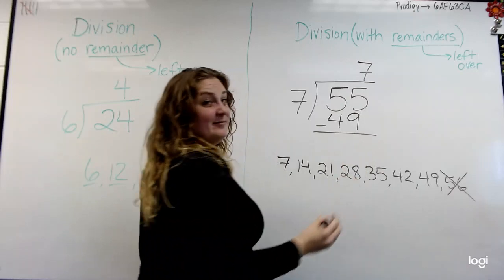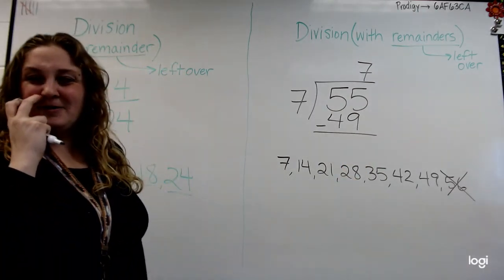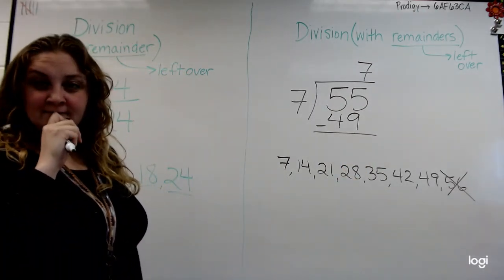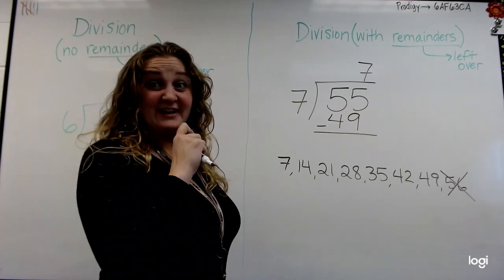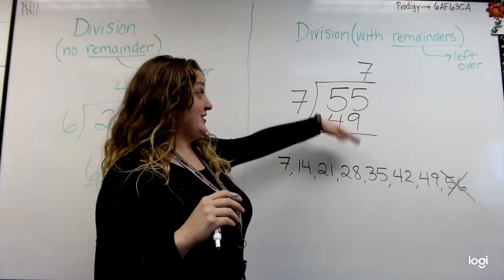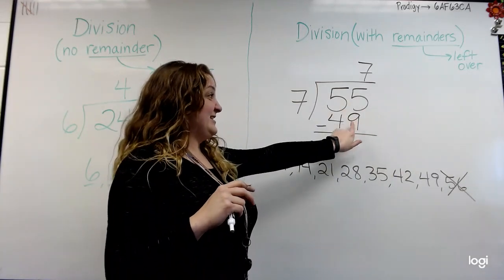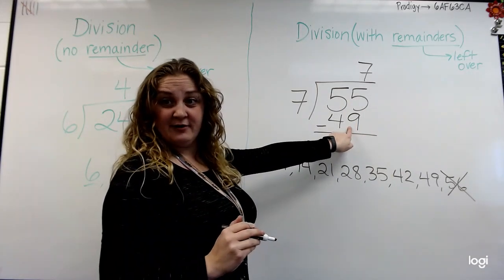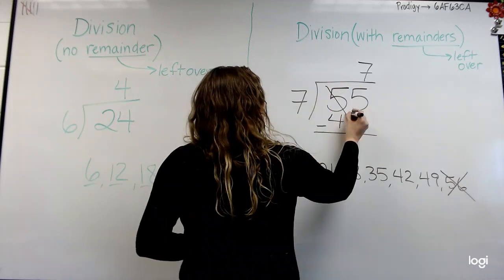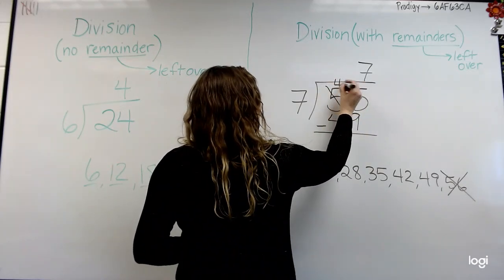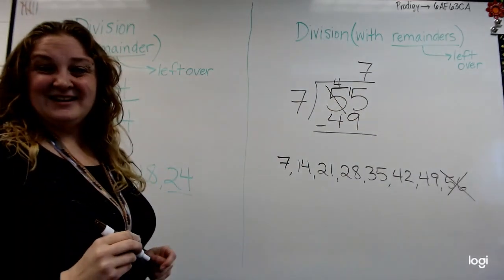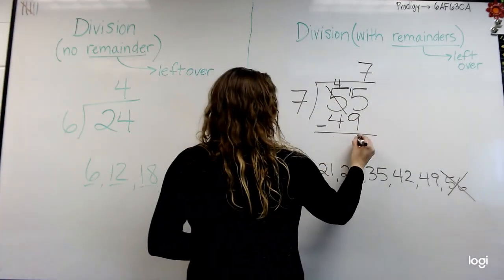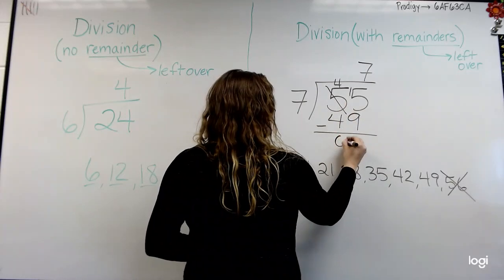Uh-oh, 5 minus 9. What do you guys think we ought to do? Do you think this is normal subtraction rules? It is, all right? Normal subtraction rules. So if I have a 5 minus 9 and I can't do that, I have to borrow, right? Just like normal. So I'll borrow out of my 5, make that a 4, and my 5 becomes a 15. 15 minus 9 is 6. And 4 minus 4 is 0.